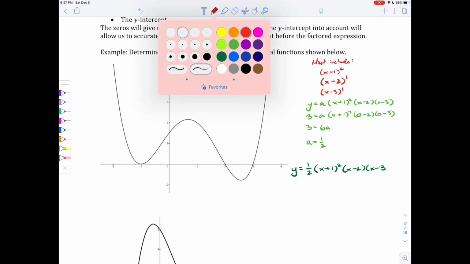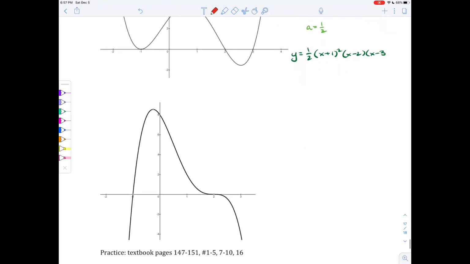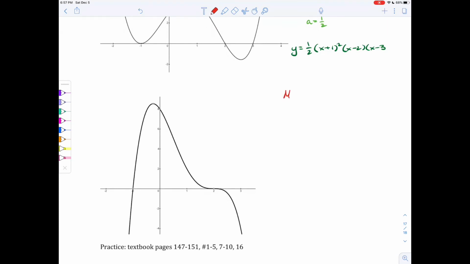Obviously, I'm going to jump in, but you have the ability to pause. Use those pausing skills. So we must include here an x plus 1 to the power of 1 and an x minus 2 at least to the power of 3. I don't know, it could be a 5, it could be a 7. I know it has to be odd, and since it's wiggling through, it has to be 3 or higher. So it can't be multiplicity 1.